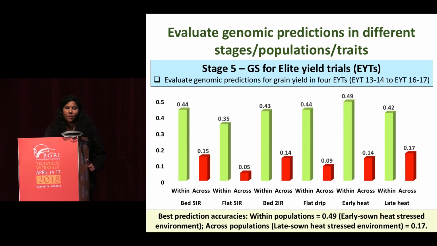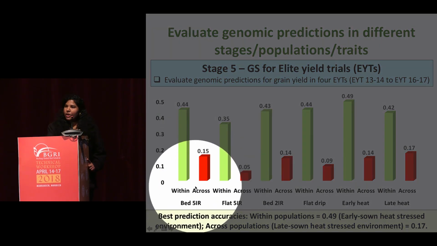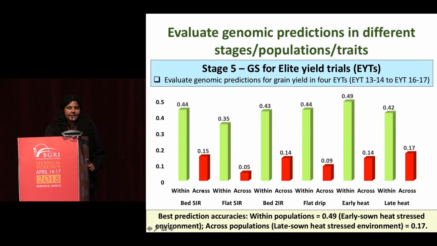So I've tested genomic selection in the elite yield trial stage, which has about 1,000 lines, and we've tested this for the past 4 years, so it's about 4,000 lines. And here you can see the accuracies both within and across nurseries. On the x-axis, we have the 6 different environments that CIMMYT breeds for. So we have bed 5 irrigations, bed planting optimum irrigation, flat planting optimum irrigation, and we have reduced irrigations, early and late heat as well.